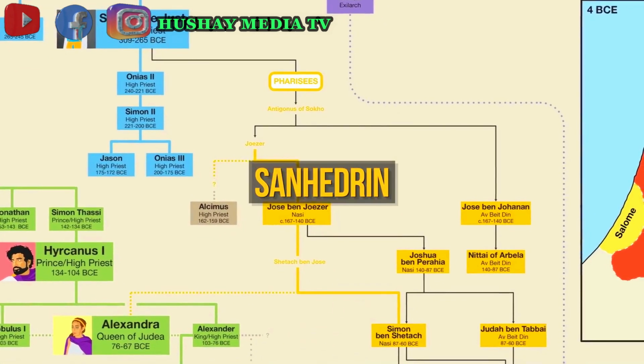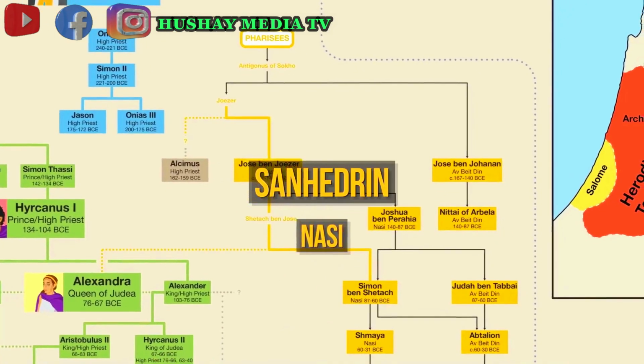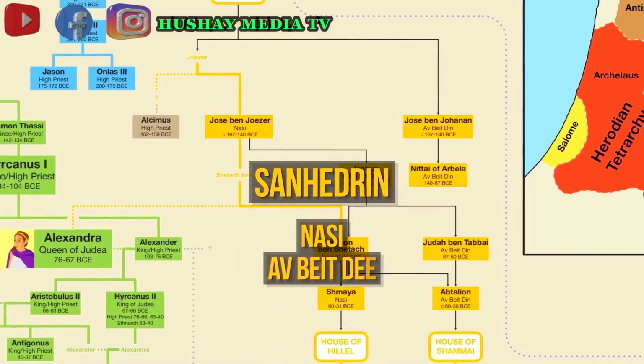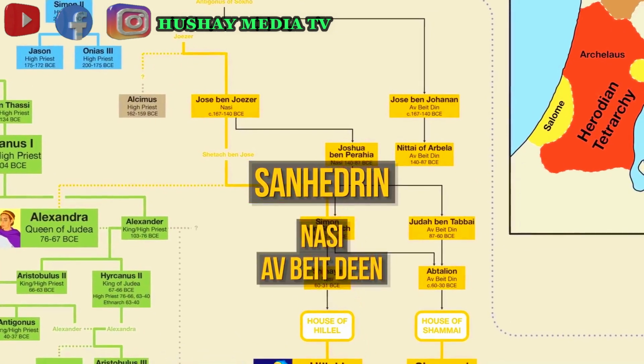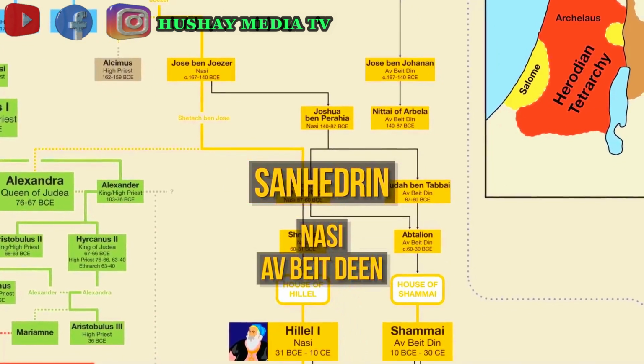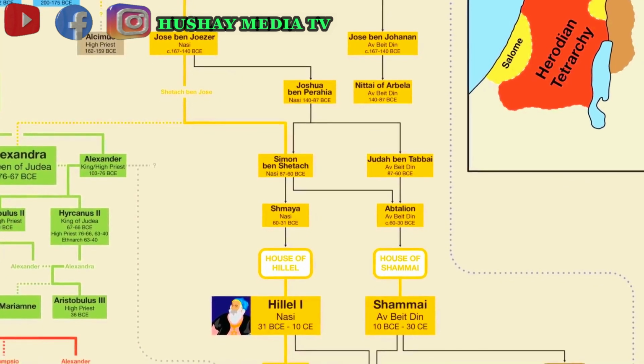The president of this assembly was known as the Nasi, which also means prince, and the vice president was known as the Av Beit Din, which roughly translates as chief justice. So for the next 200 years, we get pairs of leaders, which is why this period is known as the Zugot.